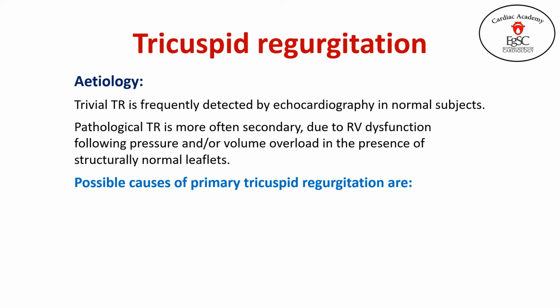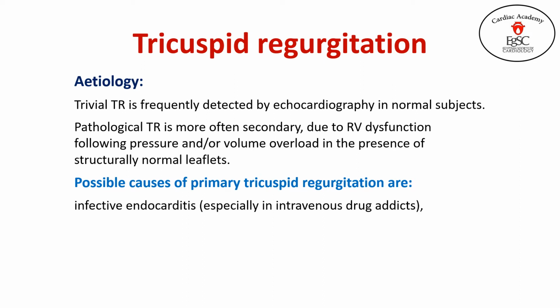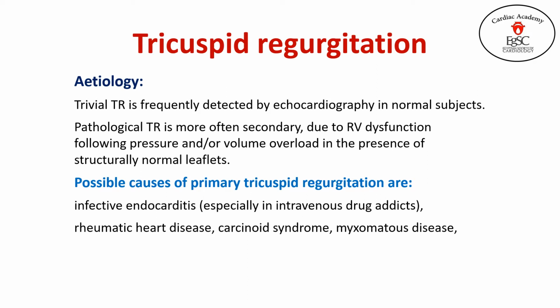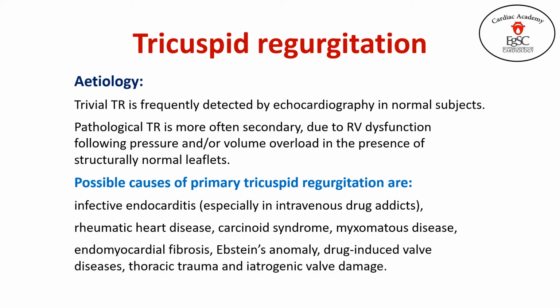Primary tricuspid regurgitation may be due to infective endocarditis, rheumatic heart disease, carcinoid syndrome, myxomatous disease, endomyocardial fibrosis, Ebstein's anomaly, drug-induced valve disease, thoracic trauma, and iatrogenic valve damage.